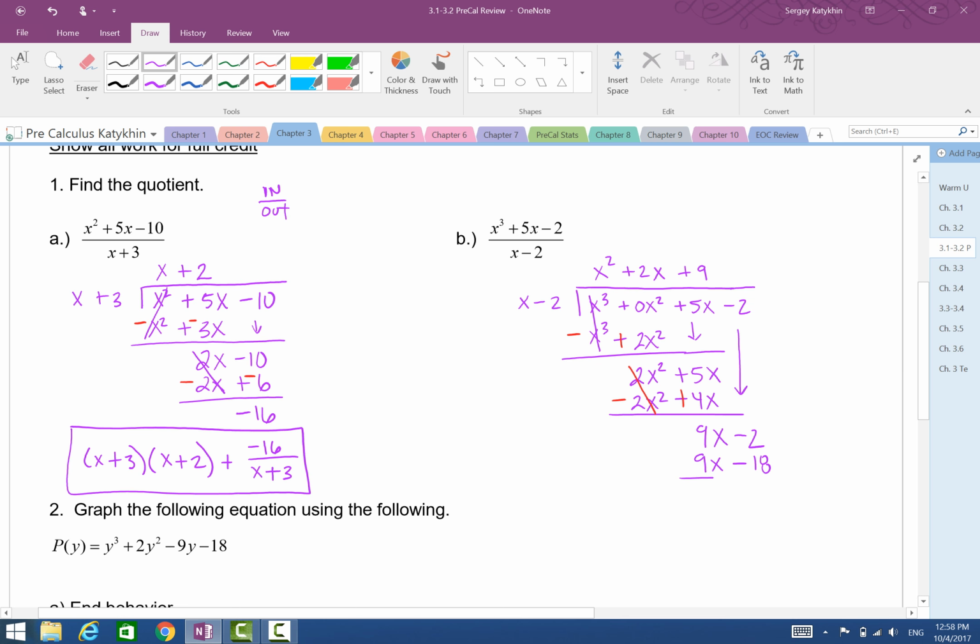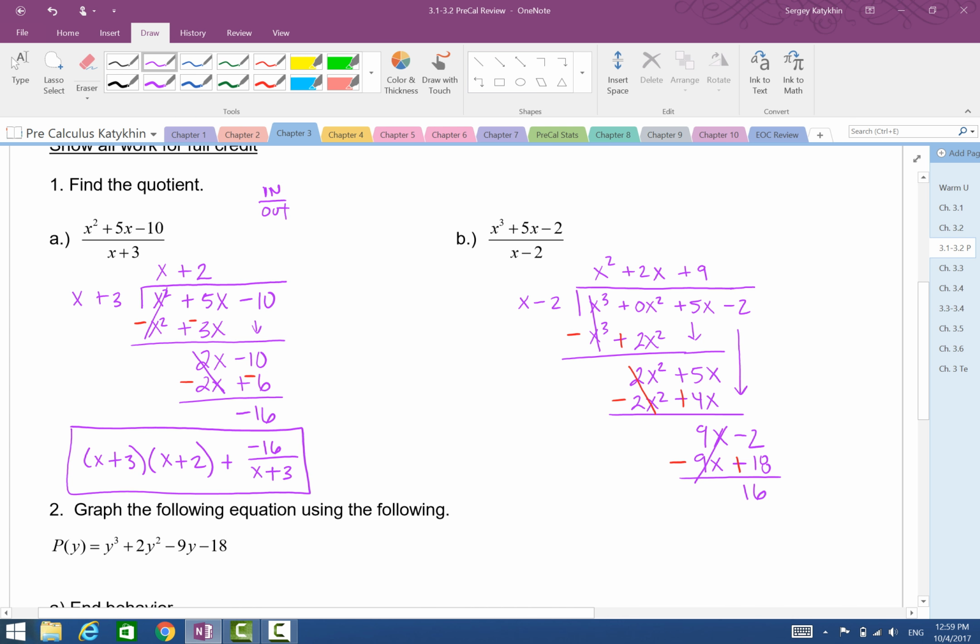And again, we're going to go ahead and change the sign. So that would be -x, and then that becomes positive. So 9x minus 9x will give us 0. And then -2 plus 18 will give us positive 16.